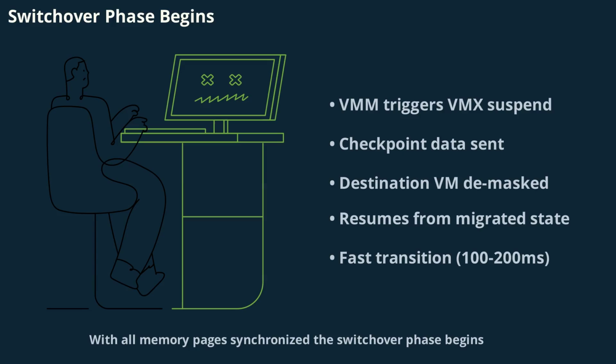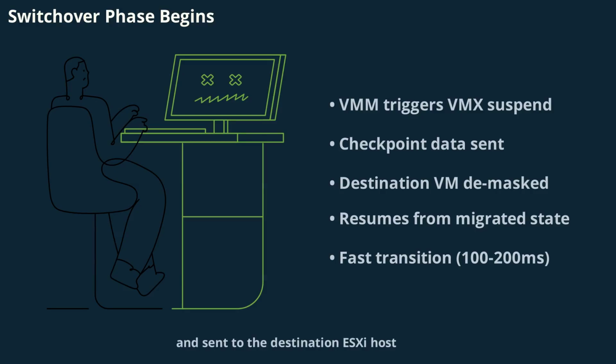With all memory pages synchronized, the switchover phase begins. VMM sends a remote procedure call, RPC, to VMX, instructing it to suspend the source virtual machine. This triggers the checkpoint phase where the VM state is captured and sent to the destination ESXi host. The destination VM is then demasked and powered on, but instead of booting from scratch, it resumes from the migrated memory state. This entire process typically takes just 100 to 200 milliseconds, ensuring a nearly seamless transition for users.